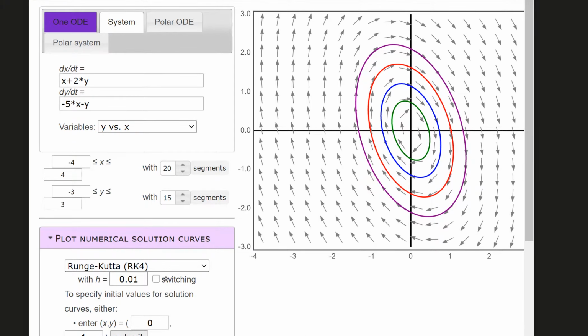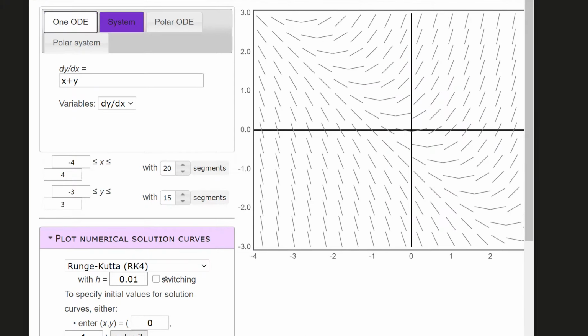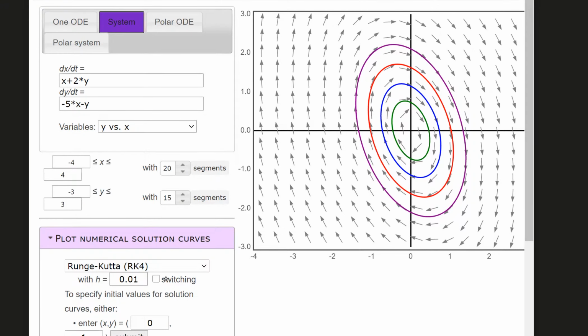You can also do one differential equation, or you can do a system of differential equations. We're not going to do polar coordinates, but you could if you wanted to. I would encourage you to try this out. It's a nice online plotter, and it's going to be linked from today's lectures, so you can try it out yourself. Good.